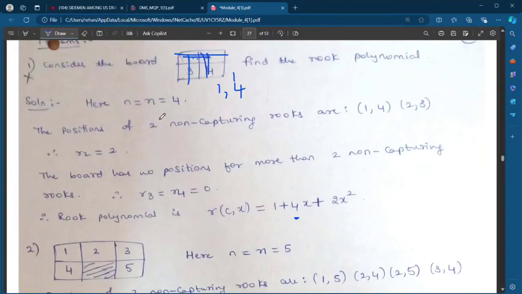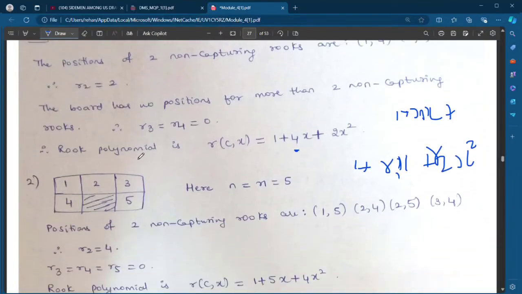Okay, how you have got this: that is nothing but, see here, 1 plus nx plus and so on. See, r3, how many are there? r2. So the value of r2. So it's nothing but 1 plus r1 x plus r2 x square plus r3 x cube, and like that it will go on if it is there.